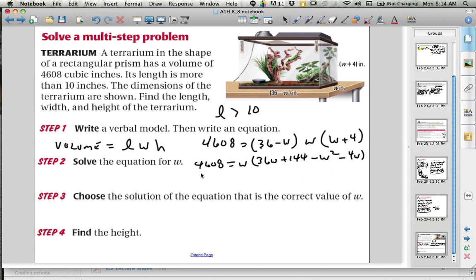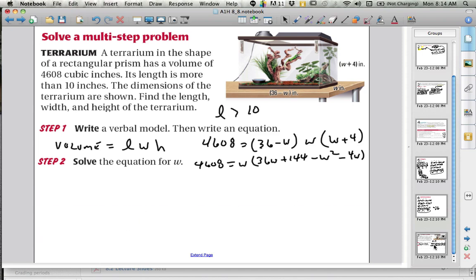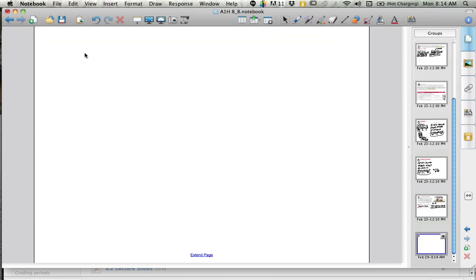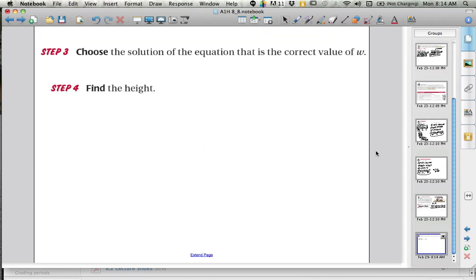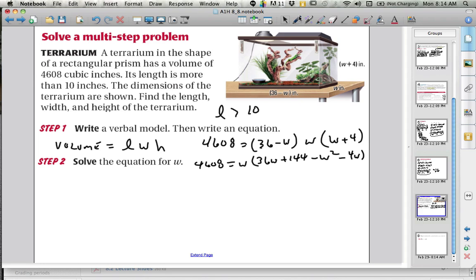in fact, what I'm going to do here is take these items and put them on the next page. Okay, so if we add a page, I'm going to put those there because we're just going to run out of room here and it's going to become a mess. Okay, so when I continue on, I'll have 4608 is equal to, and I'm going to put this in the correct order, by the way. So I'll have negative w squared. I have 36 minus 4, so that's going to be 32w, 32w plus 144.